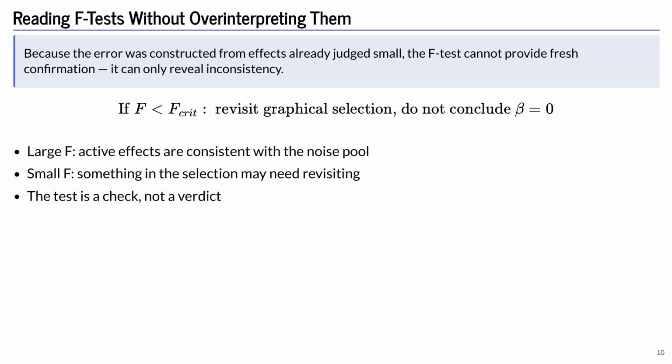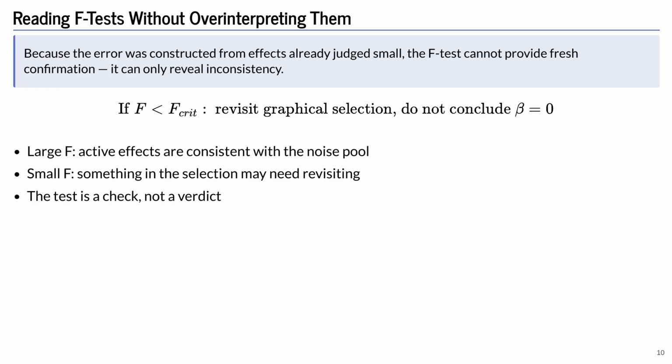Let me sharpen this point, because it is easy to misread F-tests. In this context, a significant p-value does not provide fresh, independent evidence that the effect is real. The graphical selection already made that call. What the F-test does is check whether the call is internally consistent. Think of it as a self-audit. If the audit passes, large F, small p, you have confirmation that the active effects genuinely dominate the noise pool. If the audit fails, you have a signal that something in the analysis needs revisiting.